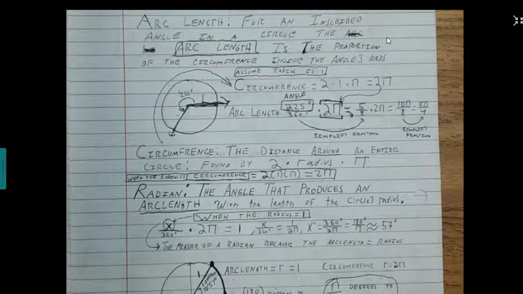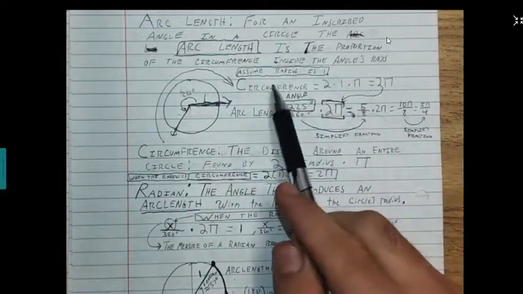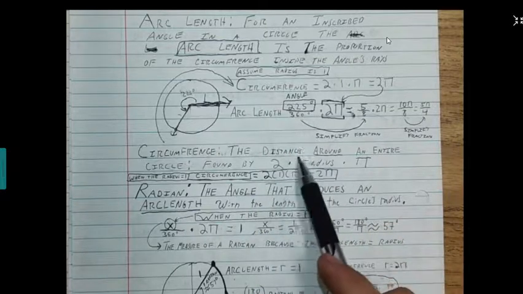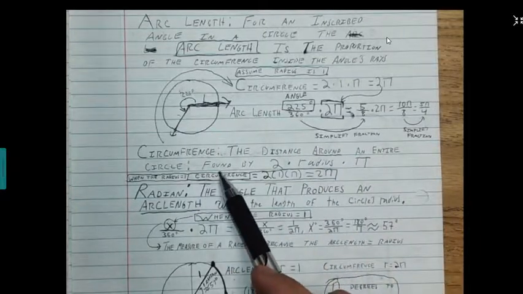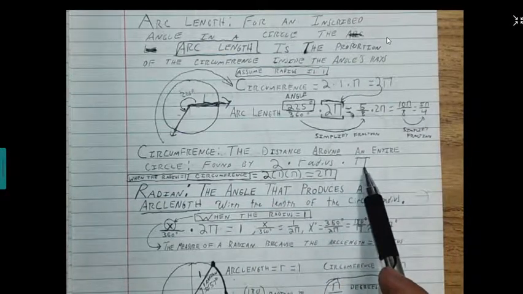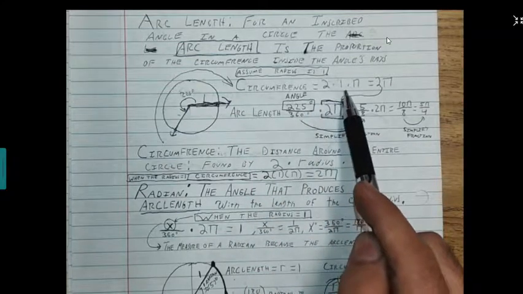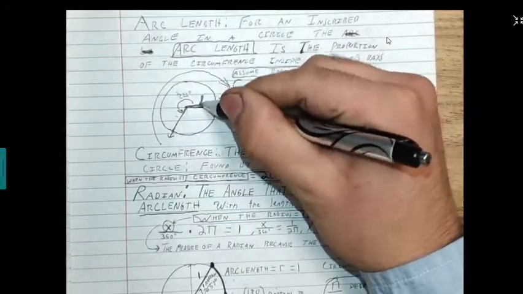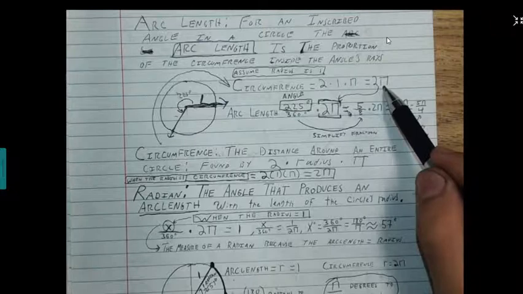And the arc length is the proportion of the circumference inside. Yeah, so assuming the radius is 1, the circumference is the distance around an entire circle. The circumference is found by 2 times the length of the radius times pi. So here the circumference is 2 times 1 times pi, because we're assuming that the radius is equal to 1. So the circumference is 2 pi.